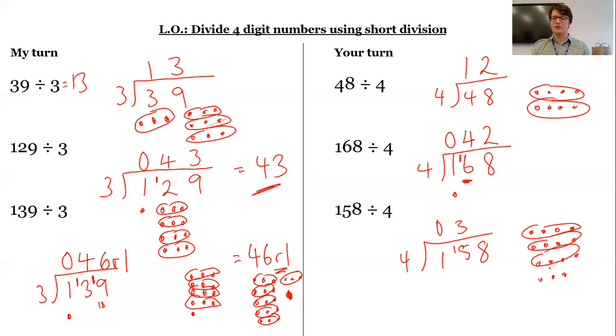Which is 12. 3 times 4 is 12. So there's 3 left over. 15 subtract 12 is 3, a remainder of 3. So I'm going to take all of those 3 and regroup them into the next column.